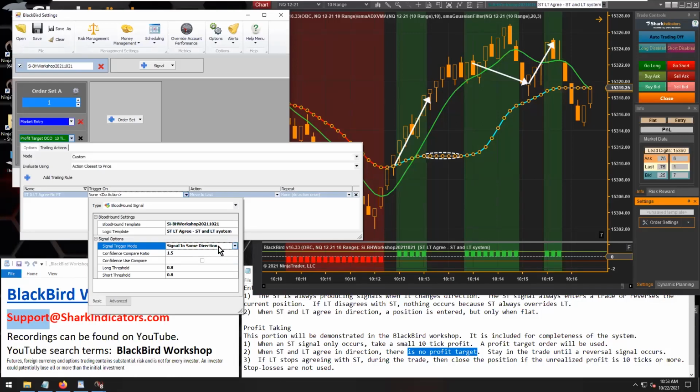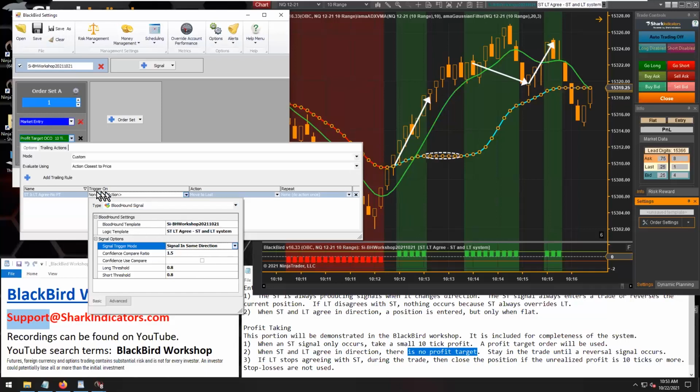So we want to look for these signals here. And we know that if we see these signals coming from the short-term and long-term agreement, then we need to remove our profit target. We need to get rid of that 10-tick profit target and just try and go along for the ride.